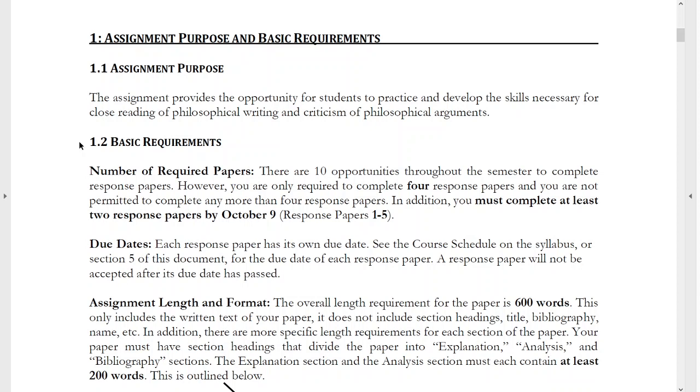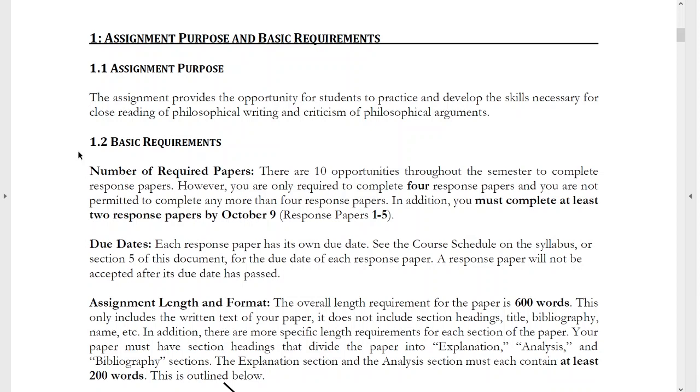Let's talk a little bit about the nuts and bolts requirements. So first, how many papers are you required to do? If you look at the syllabus, you will notice that there are 10 different spots on the course schedule where it mentions a response paper. So you'll see response paper 1 all the way through response paper 10. However, you are not required to complete 10 response papers. You're actually only required to complete 4. It's just up to you to choose which ones you're going to do. So the idea here was I wanted to give you the opportunity to choose which response papers fit best, but your schedule will give you that flexibility.